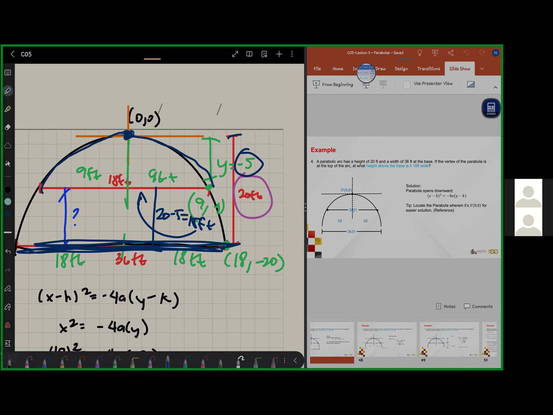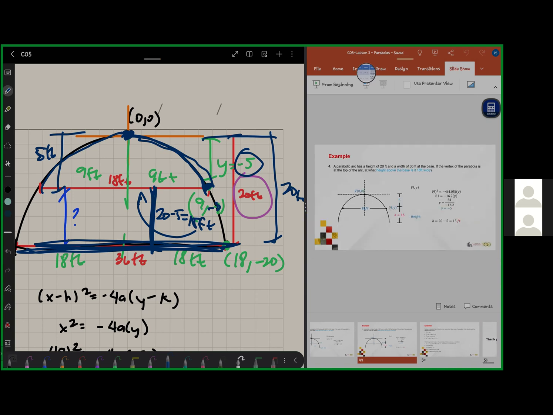Since we solved this point from the vertex, we get 9 comma negative 5 at this point. So the length here, in a sense, is 5 foot. Since we know that the total height is 20, we need to first find the difference between 5 and 20 to get this height. I hope you get the logic behind it. So here, it is at 15 foot.